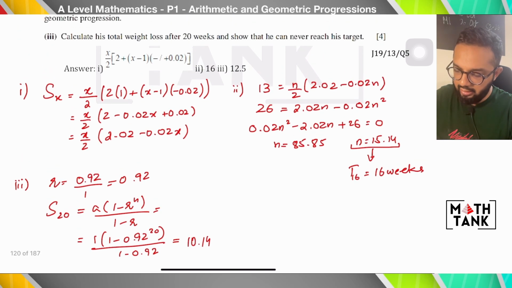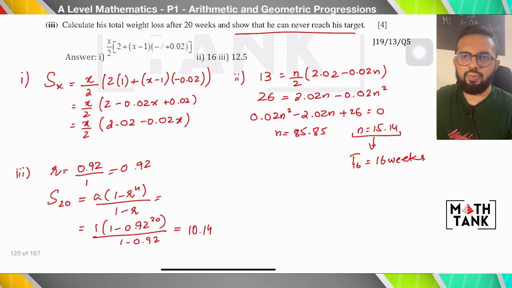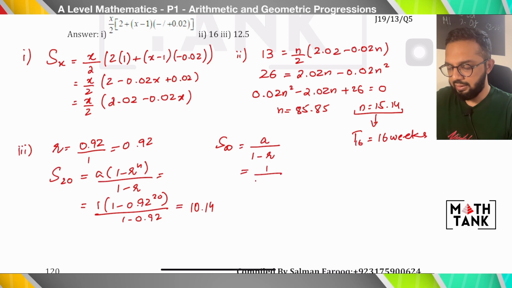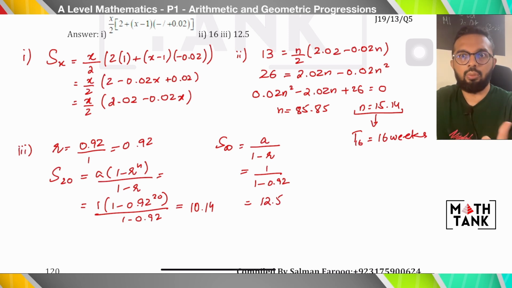Actually, it says and show that he can never reach his target. That means that even if I were to keep adding the weeks together, I would see that the sum never reaches 13. Now the only way of proving that is to calculate sum to infinity. So let's say he was dieting for an infinite number of weeks, which is unrealistic, but that's how you would prove it. You would say 1 over 1 minus r, so 1 minus 0.92, and that gives you 12.5. So even if an infinite number of terms existed, which means that he was dieting for infinite number of weeks, he would still be losing only 12.5 kgs if he was following a geometric progression.